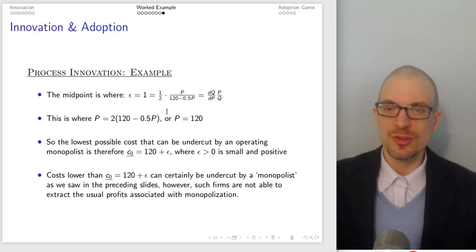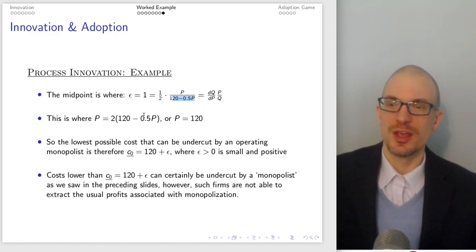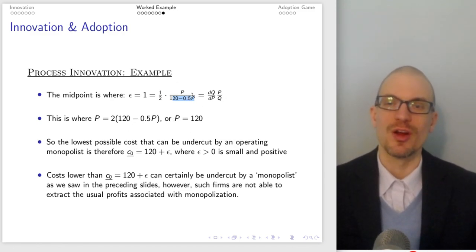The midpoint is where demand is unit elastic. So here's 1 for my elasticity. And then here's my dq/dp. Here's my p. Here's my q, right? The formula for elasticity is dq/dp times p over q. dq/dp is the slope of the demand curve. P is the specific price. Q is the specific quantity. So this is at the price of 120. This is at the quantity of 60, right? And so that's what this is doing, calculating and backing out the price that we'd need. Here I didn't know what the price was, so I was solving for the price.